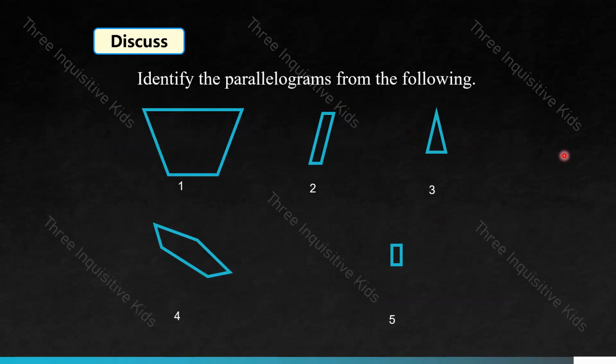Let's discuss. Identify the parallelograms from the following 5 shapes. Well, number 2 would be a parallelogram, so would number 5. Number 3 is not a quadrilateral, and neither is number 4. And for number 1, there is only one pair of parallel sides. So according to the definition, only 2 and 5 would be parallelograms.